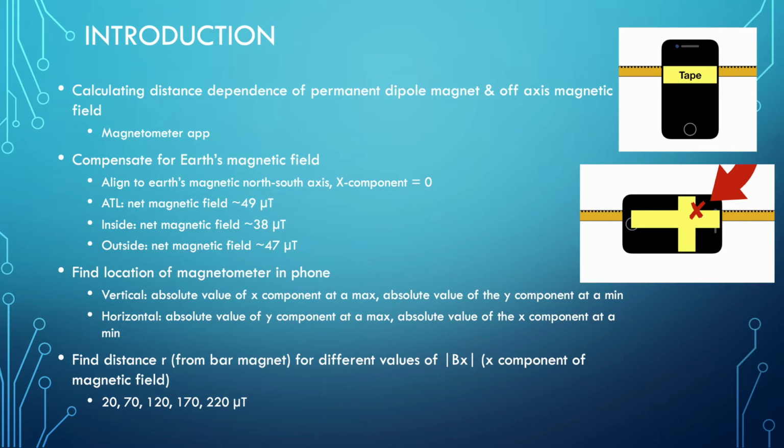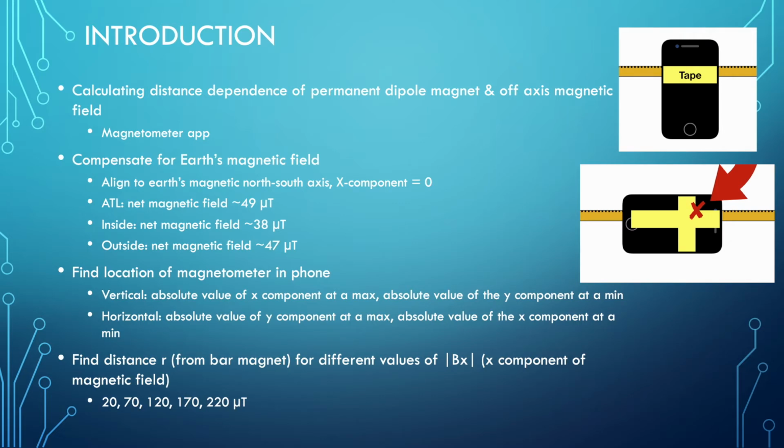So the first thing you had to do was you had your meter stick facing east-west, and then you put your phone vertically on top of it, and you moved it up and down, and you found the location at which the x component of the magnetic field was at a max, and the y component was at a min. And then you put your piece of tape down, and you flipped your phone horizontal, and you moved it up and down again, and you found the location at which the absolute value of the y component was at a max, and the x component was at a min. And now you put your piece of tape down again, and where the two pieces of tape cross is where your magnetometer chip is in your phone.